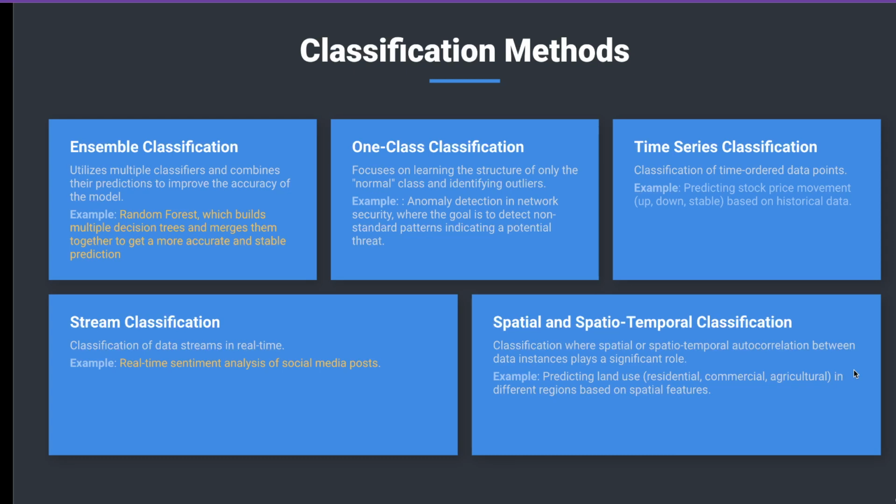Ensemble classification. So random forest. Random forest is a collection of decision trees, which builds multiple decision trees. I'm going to go over a demo. Today's demo is going to be a decision tree. One class classification, time series, and predicting the stock movement.